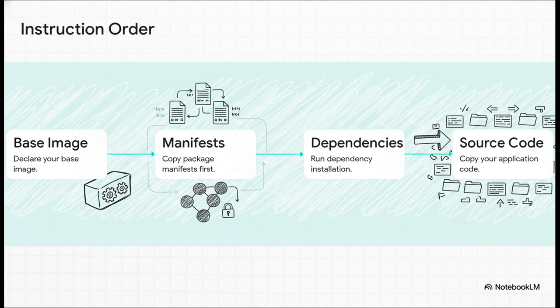Why do we do it this way? Well, your source code changes all the time, right? But your dependencies, they rarely change. By separating the installation from the source code, you're literally hacking the cache. Your heavy dependency downloads stay happily cached, so changing a single line of app code only triggers a super fast rebuild of that final layer.